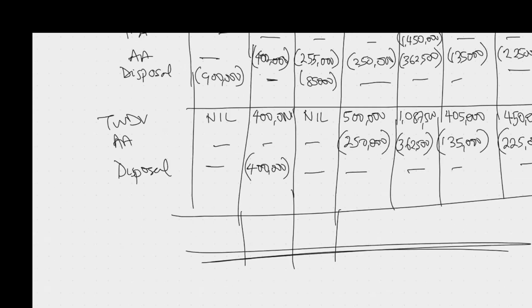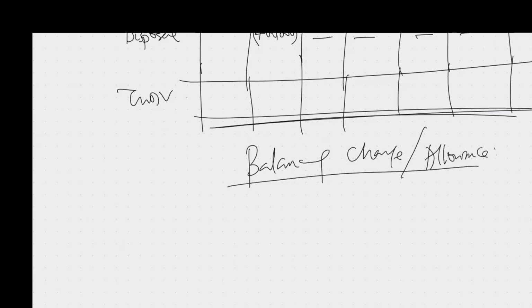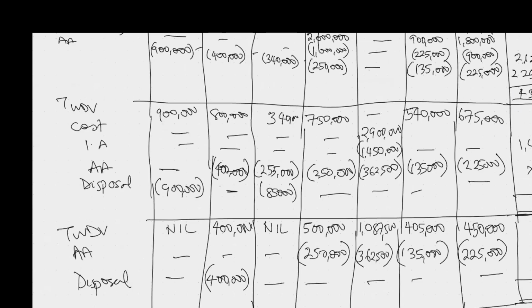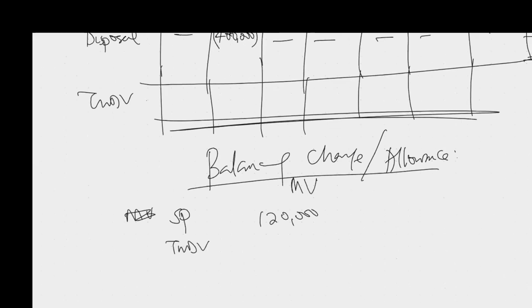So the next thing that we're supposed to do is our balancing charge or allowance, if there is any. Now, they sold motor vehicle 1. What's the sales proceed of motor vehicle 1? 120,000. What is the tax written down value at disposal? 900. So we have balancing allowance.